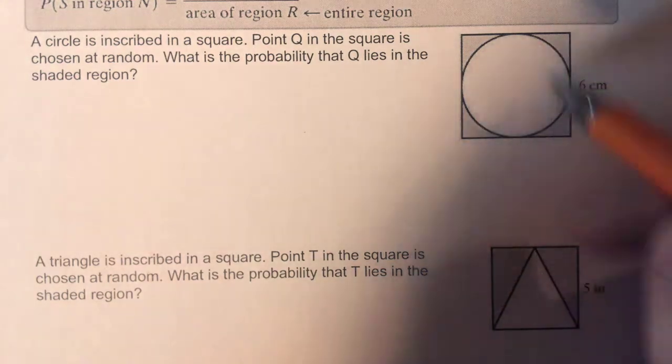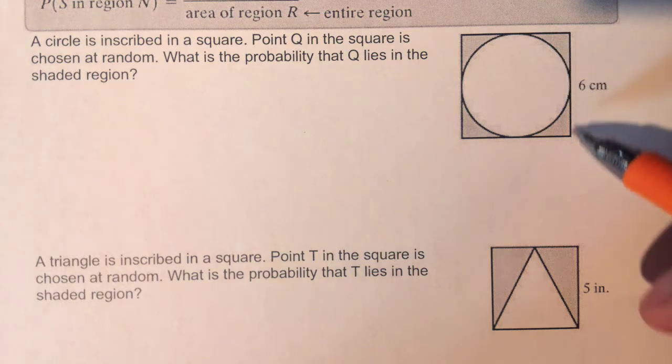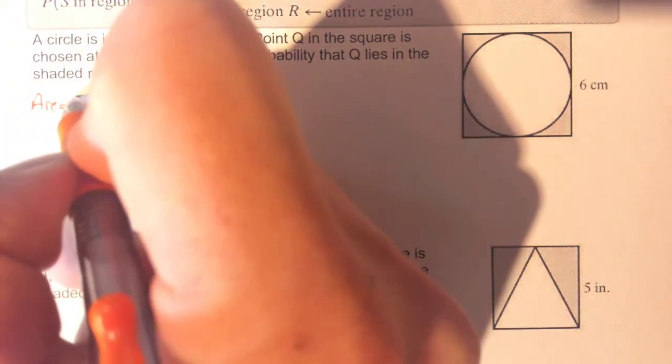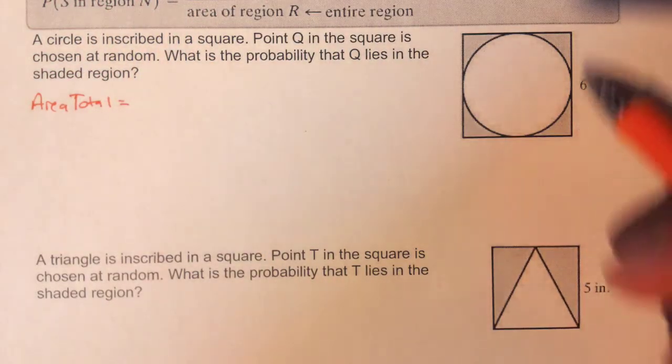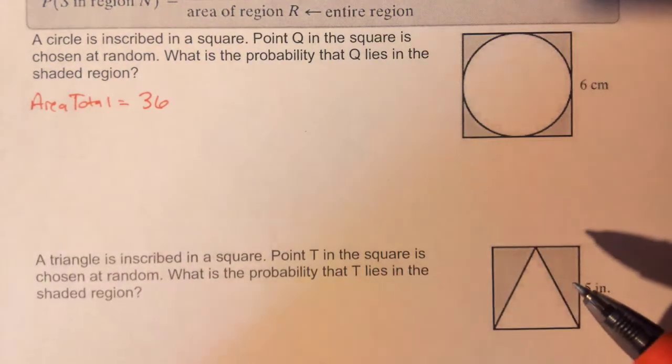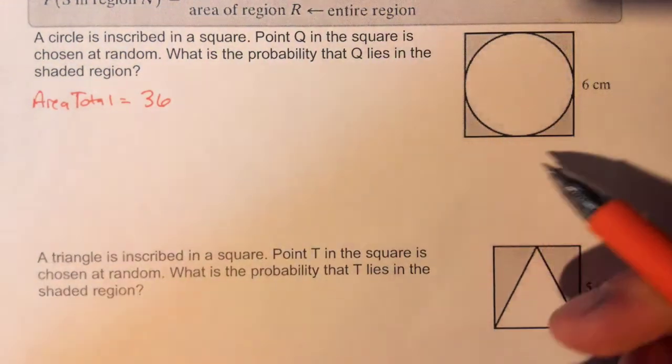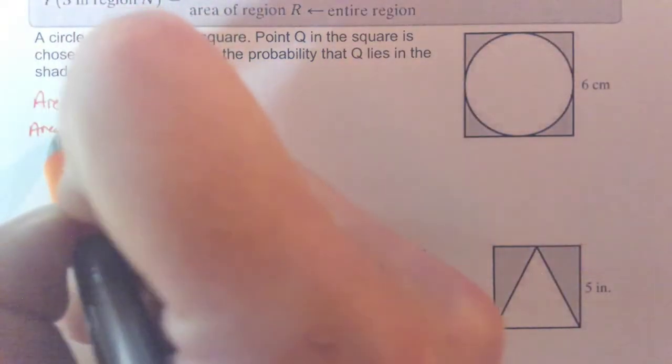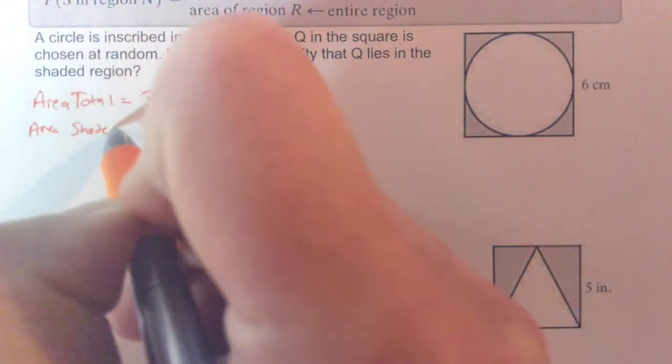So how would we figure out the area of the total figure? That's easy. Area total. It's a square, right? So 6 by 6, that's an area of 36 for the total. Now for the shaded region, that's a little bit tougher.